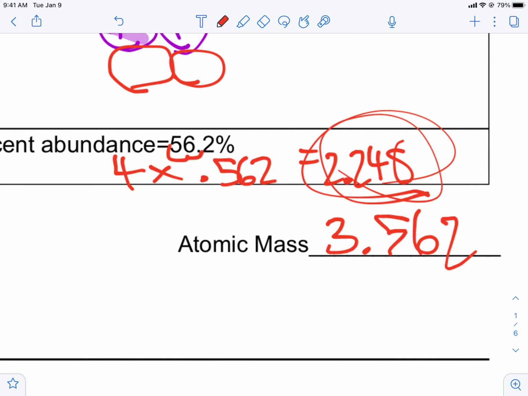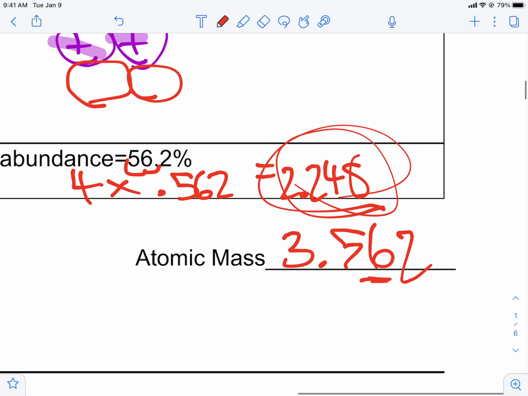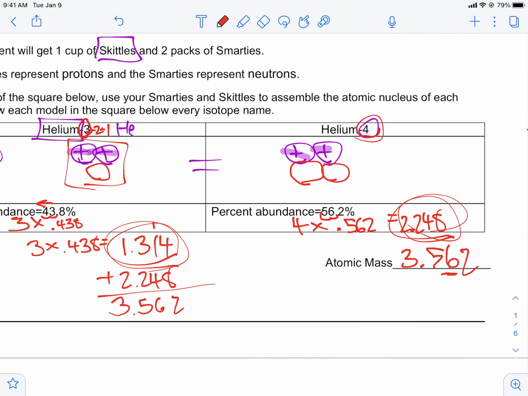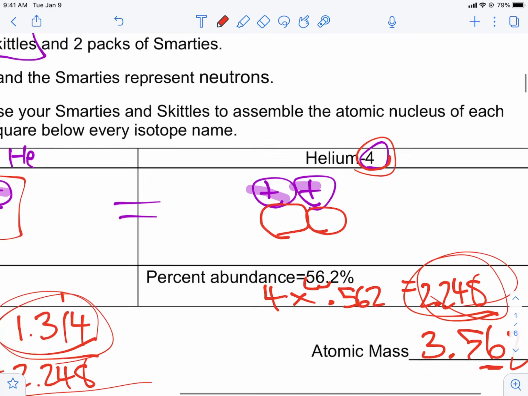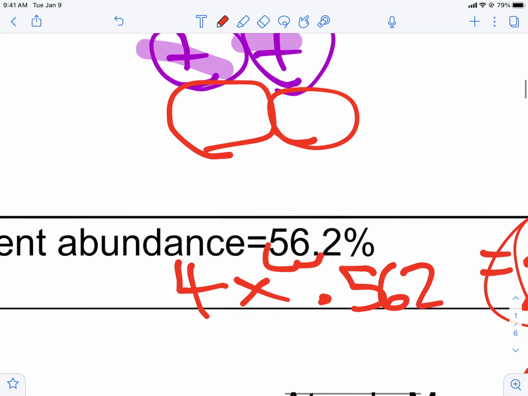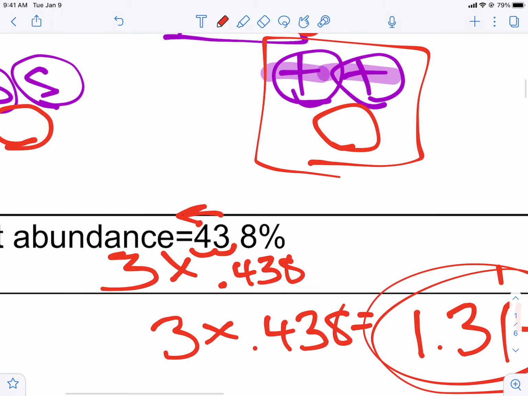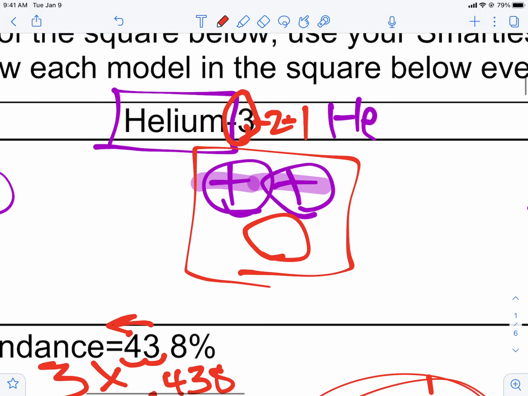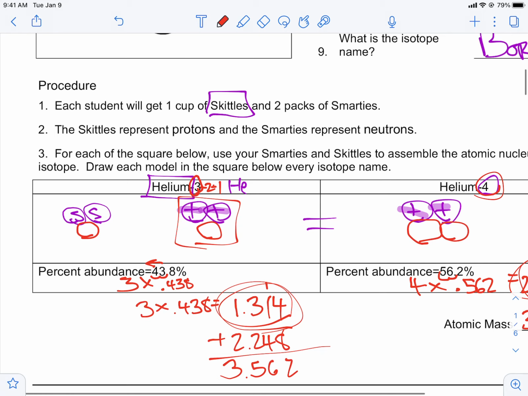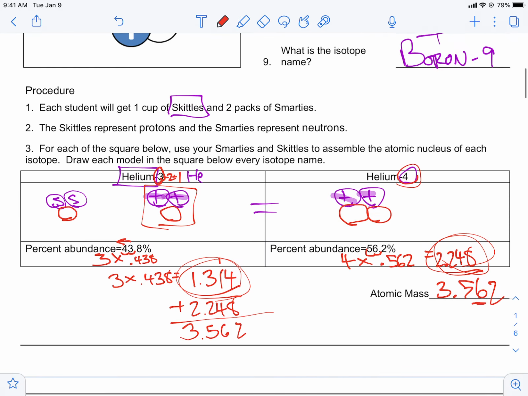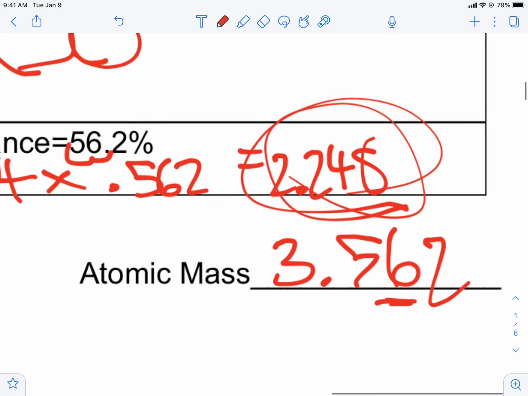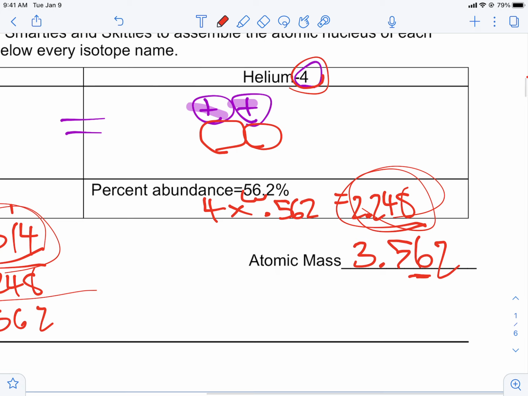Well, it's not 3.5, it's 3.56, which shows us that the average is slightly closer to 4 because helium-4 makes up 56% of all helium atoms in this simulation, whereas the remaining 43.8% of the helium atoms are all helium with a mass of 3. So if you have the majority of them being the mass of 4, your average, when it's weighted, should be closer to 4 than it is to 3. So that's how you do a weighted average.